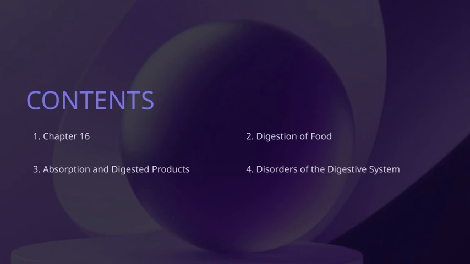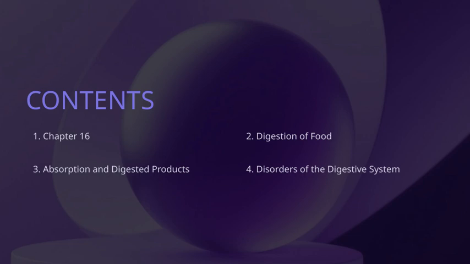Today, we're focusing on disorders of the digestive system, and specifically, we're going to walk through the process of digestion of food. We'll look at how our bodies break down what we eat and how nutrients are absorbed. This is a crucial part of understanding how our digestive system supports overall health. We'll also cover how the digested products are absorbed into our bloodstream and utilized by our bodies. All of this is part of Chapter 16, which ties together the entire process from ingestion to absorption.